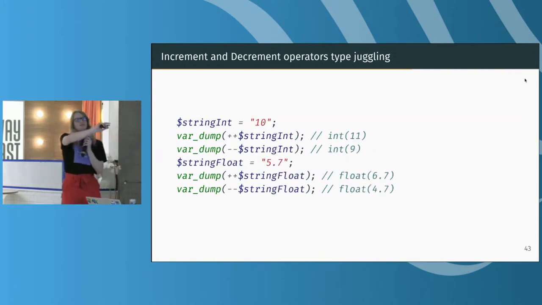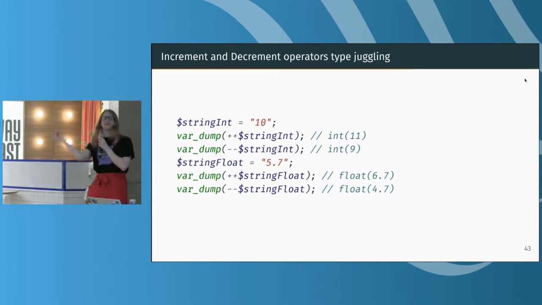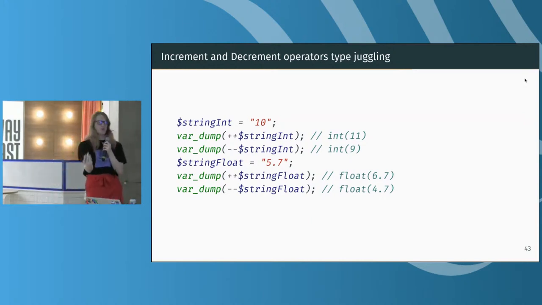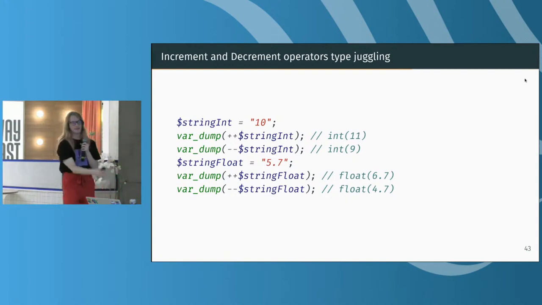For strings, if the string is numeric, it gets converted to a number, and then the operation is applied. So your string 10 gets converted to 10, and then you add 1, so you get 11. And the same thing with floats.